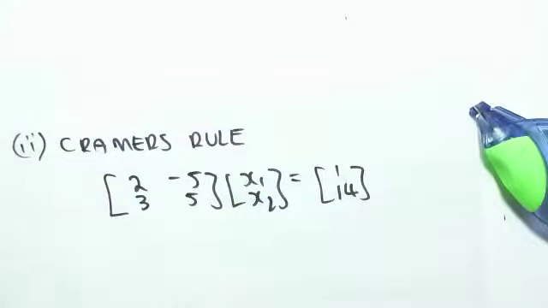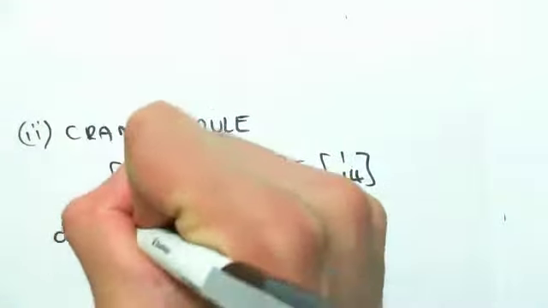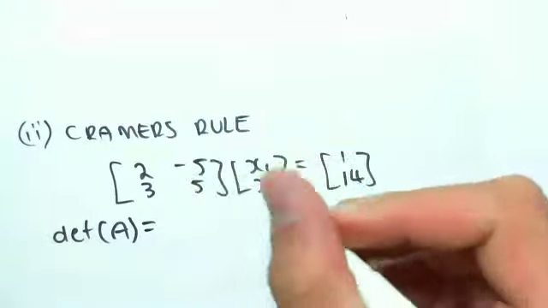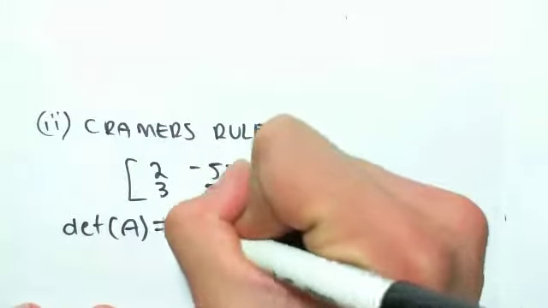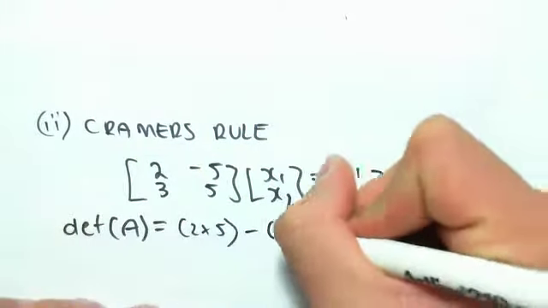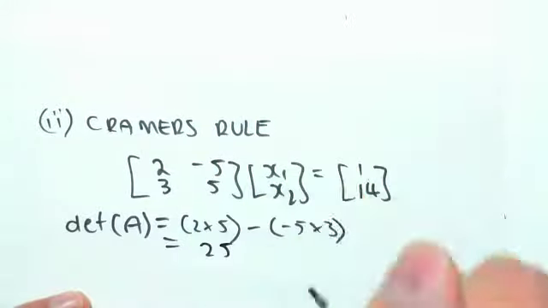Okay, so Cramer's rule is simple. All you need to do is first find the determinant. So we're going to find the determinant of A, which we actually found in the previous section. So this determinant is 2 by 5 minus 5 by 3. If you were to solve this, you would get 25.